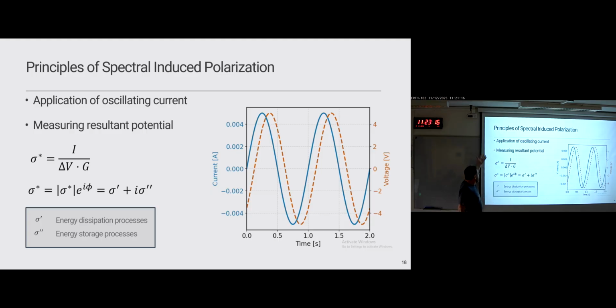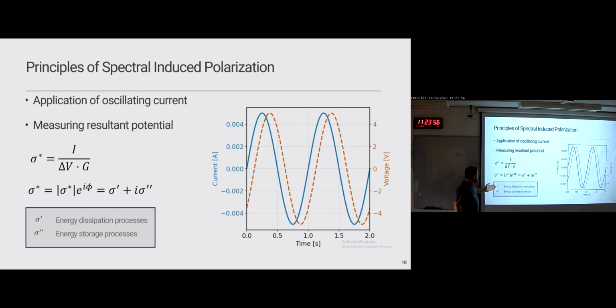Okay, so we again use Ohm's law, current divided by potential difference, with some geometrical factor to go from conductance to conductivity, and we have the complex conductivity, because usually we represent those sine waves in the complex plane using complex numbers. This complex conductivity can be decomposed into the in-phase conductivity, the real part, and the quadrature conductivity, the imaginary part. The in-phase conductivity is related to energy dissipation processes. So this is just heat dissipation, right?